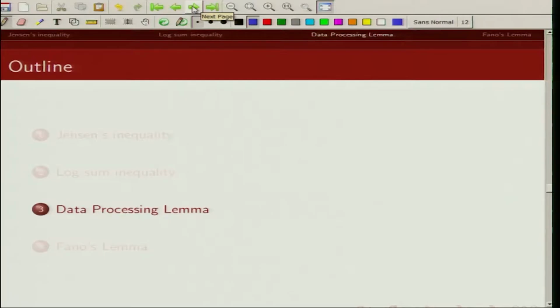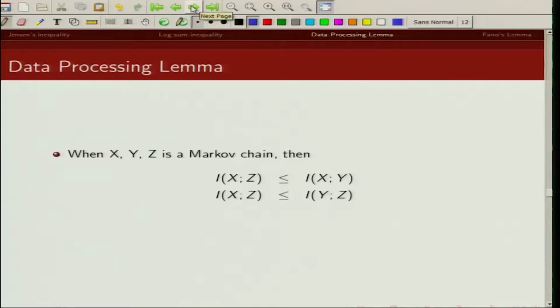Now let us state and prove what is known as the data processing lemma. The data processing lemma says that if we have random variables x, y and z, and if they form a Markov chain, then the mutual information between x and z is less than the mutual information between x and y, or the mutual information between x and z is less than the mutual information between y and z.